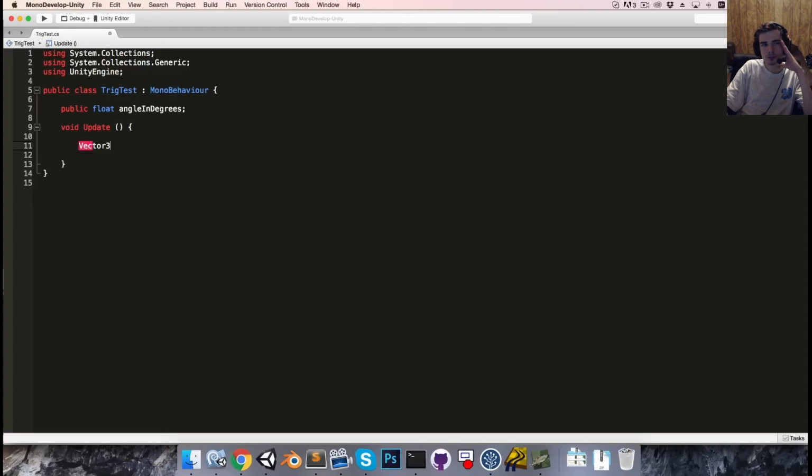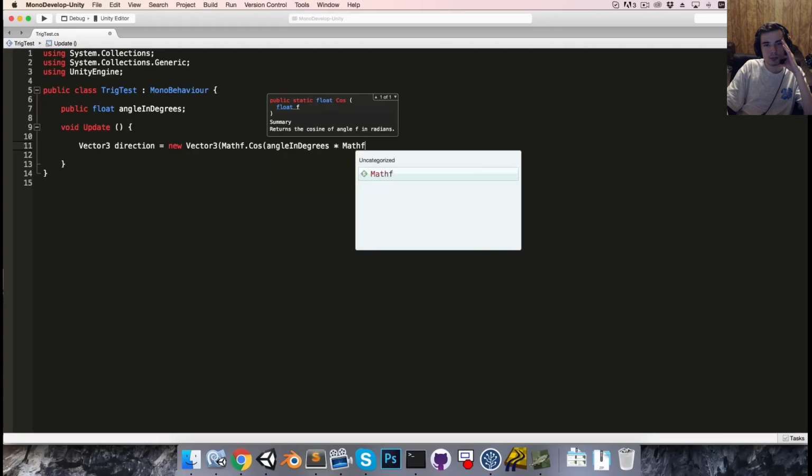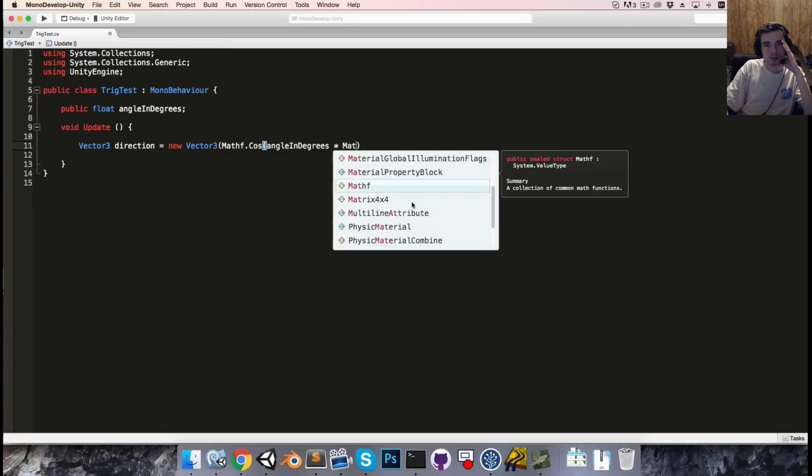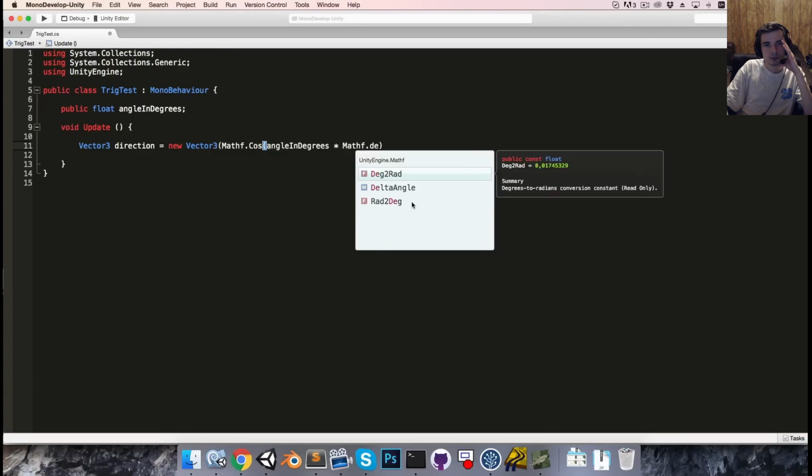Create a vector. So let's make this a Vector3, call it direction, equal to a new Vector3. And now we use cosine and sine. So Mathf.Cos of angle in degrees, and we need to convert this to radians because all of the Unity trig functions work in radians, as I mentioned earlier. We do that by multiplying by pi over 180. Alternatively, Unity has stored this conversion factor inside a variable called Deg2Rad, which is a little bit easier to remember. So you can just write multiplied by Mathf.Deg2Rad. And you can see this just stores the value of pi over 180.